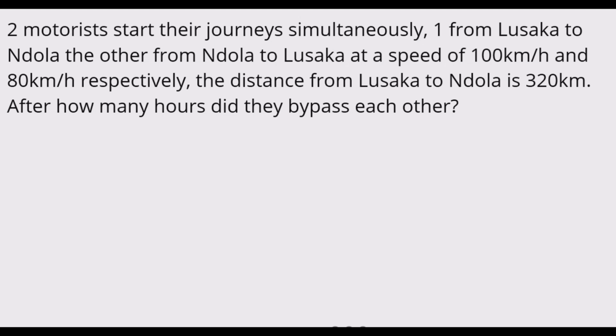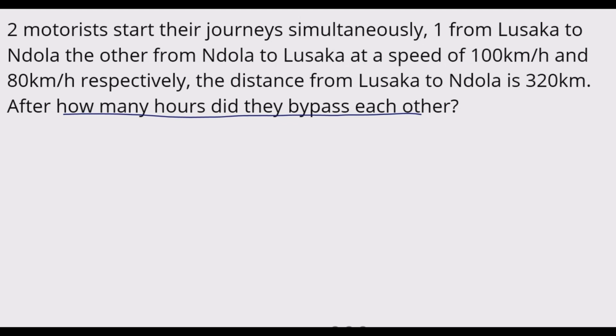Two motorists start their journeys simultaneously, one from Lusaka to Ndola, the other from Ndola to Lusaka, at a speed of 100 km per hour and 80 km per hour respectively. The distance from Lusaka to Ndola is 320 km. After how many hours did they bypass each other? So the question is asking us to find the time they're going to bypass each other.